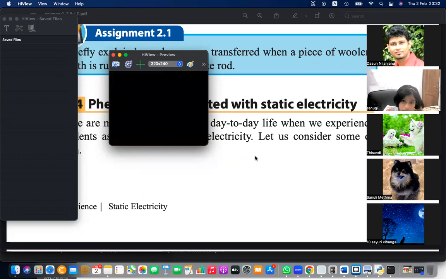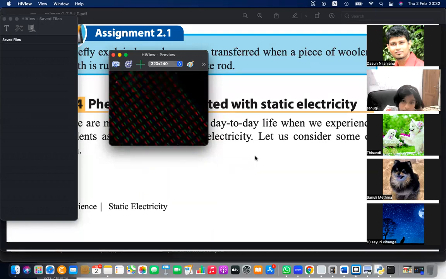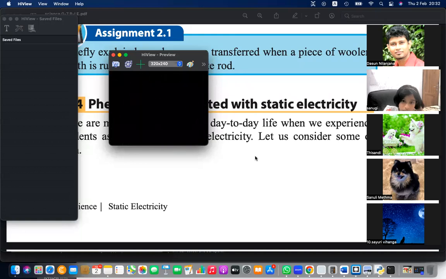Okay. Whose face is this? I think this is Sanu's face. Right? Can you see red color pixels and all? Mostly red and green color pixels. So why? Because of your picture. Right? Green color pixels, red color pixels, etc.